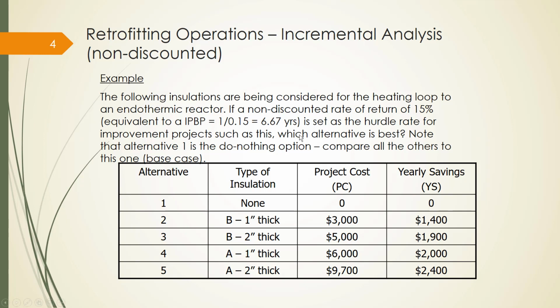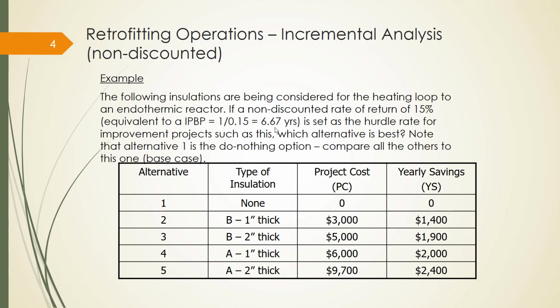So let's look at this in practice. We have some insulations that are being considered for the heating loop on an endothermic reactor. So it's really important that we keep the temperature where we've designed it to be. We're going to use a non-discounted rate of return of 15%, which is equivalent to a payback period of 6.7 years. This is going to be the hurdle rate for any improvements such as this for our company. We want to determine which alternative is best.